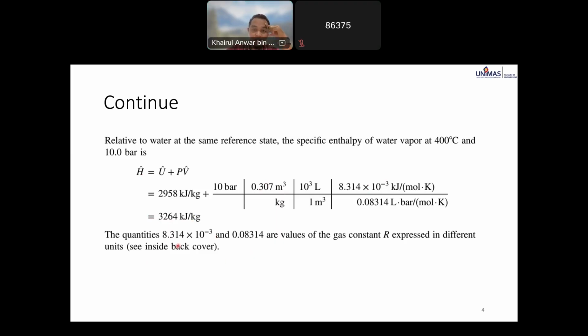The quantities 8.314 and 0.08314 are values of the gas constant expressed in different units. This one is only available in hard copy books. Boleh tak cari dalam Google? Ada. You search for gas constant.